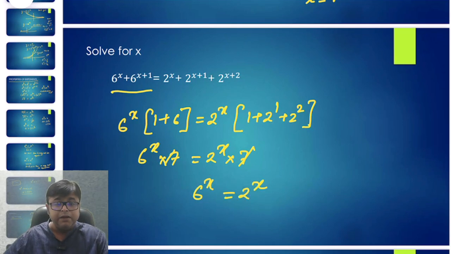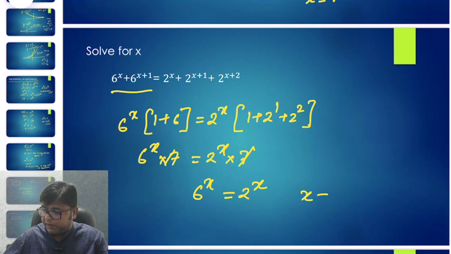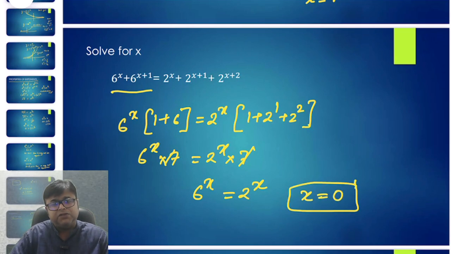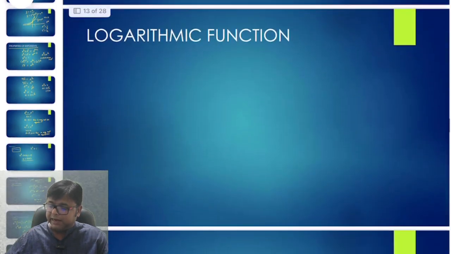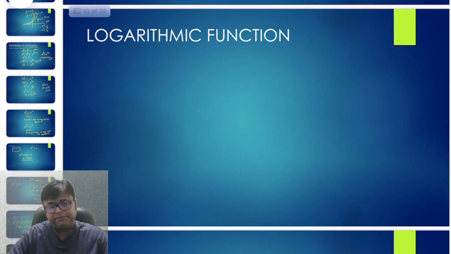Some of you may believe that there is no solution to it. Although there is one solution to it, as I told you, if x becomes 0, then both of them will become 1 and they are equal. So there is one solution to it, which is x equal to 0. Right? So these are things which you need to remember in exponential functions. Right. Now let's move on to the next function, and that is the logarithmic function.